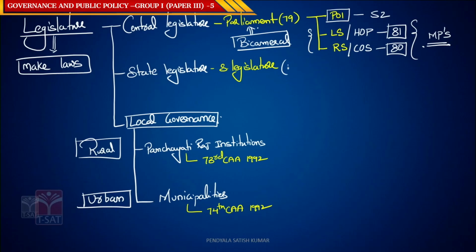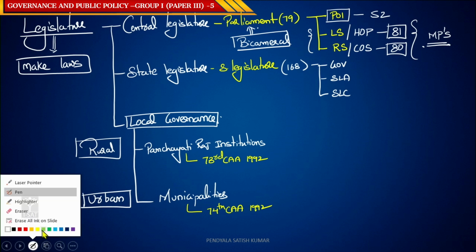Now coming to state legislature. Article 168 of the constitution defines a state legislature, according to which the state legislature includes the governor, the state legislative assembly and the state legislative council.